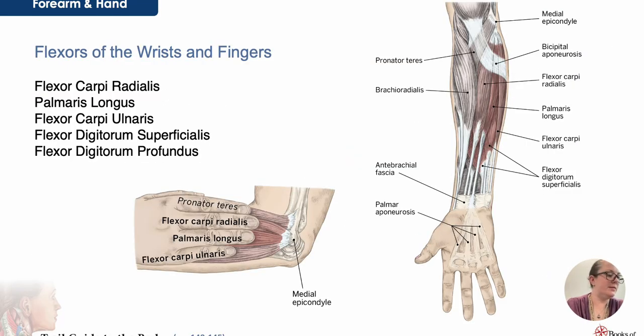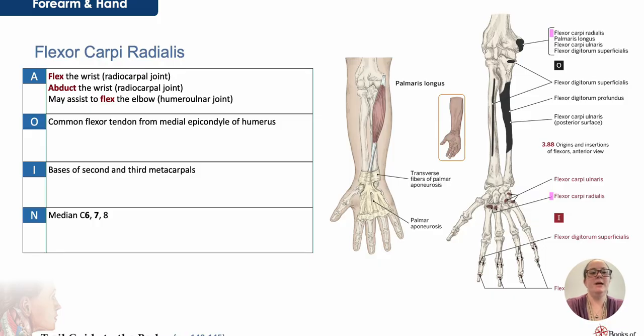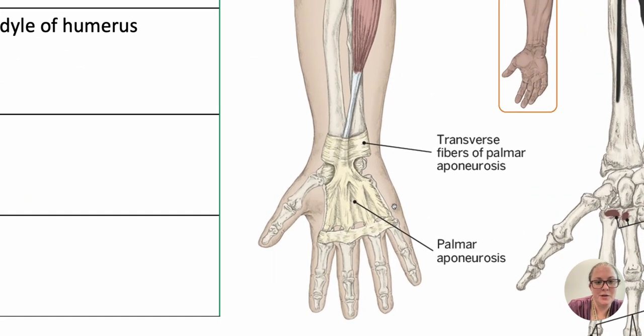Flexors of the wrists and fingers. All right. Flexor carpi radialis. It flexes, goes across the carpals, and it's on the radius. So this flexes your wrists. All of these are going to do something with your wrists, typically, or your fingers, right? It abducts the wrist and it flexes the elbow a little bit because it crosses the elbow joint. And then runs down. You'll see something. I'm going to show you this here.